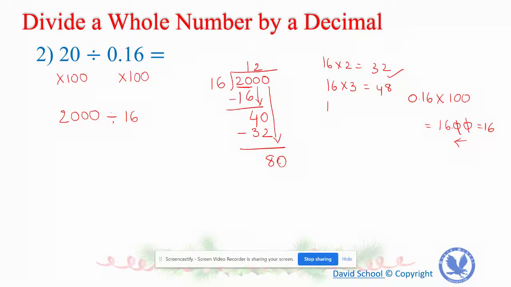Write it down. Now, 16 times 5 is 80, right? So exactly 16 times 5 is 80. So 0 is the remainder. Now 125 is the quotient. That is the answer. Now you know how to divide a whole number by a decimal. It is your turn. Try these 3 questions in your notebook.